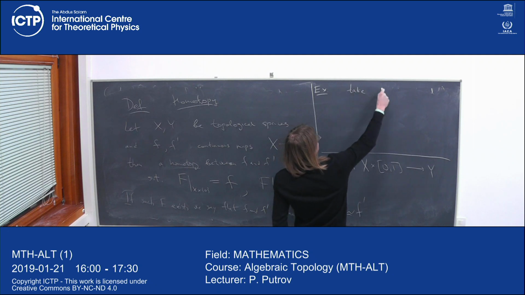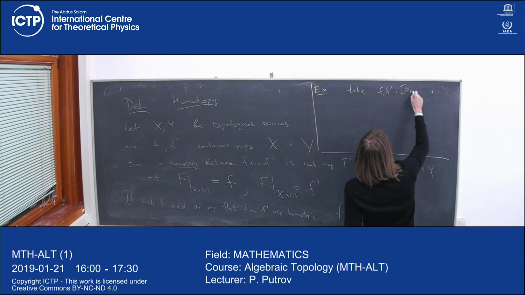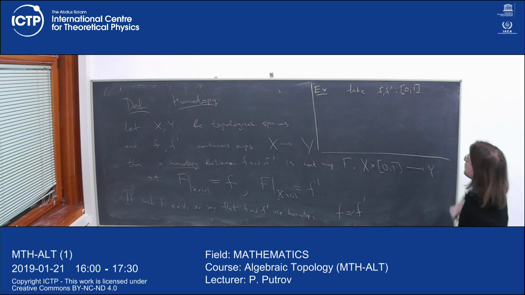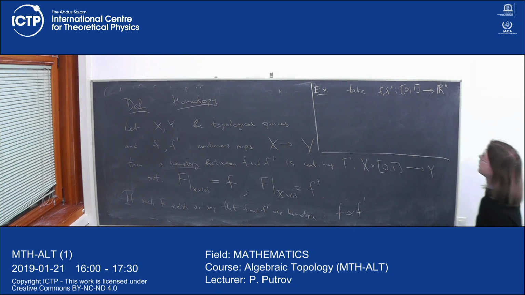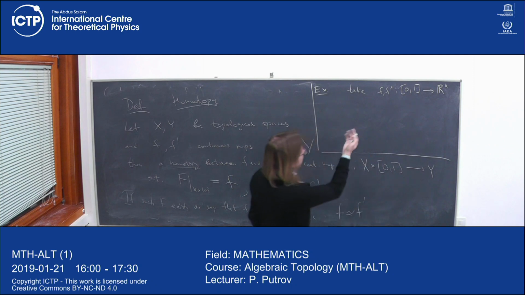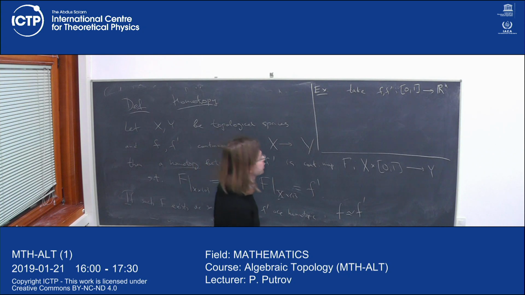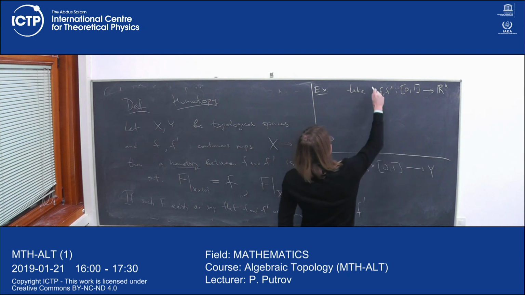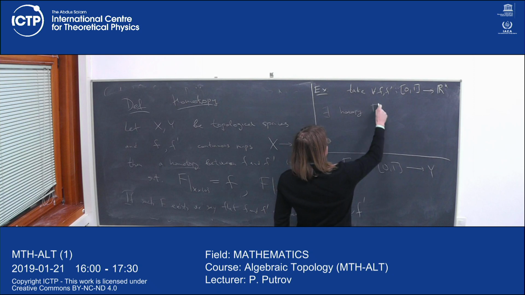Let me take f and f prime, the continuous maps from an interval from 0 to 1 to R^n, where n is some integer number. Then for any pair of such maps, there actually exists a homotopy. You can take any f and f prime, so there exists a homotopy F.